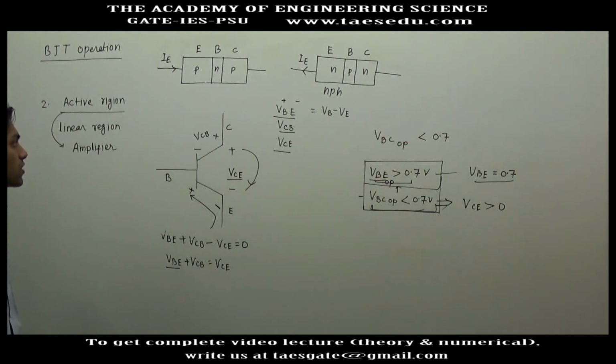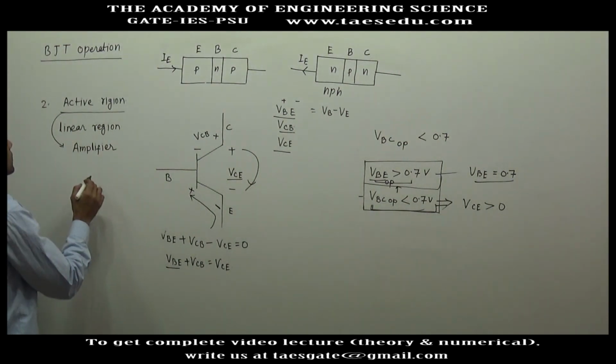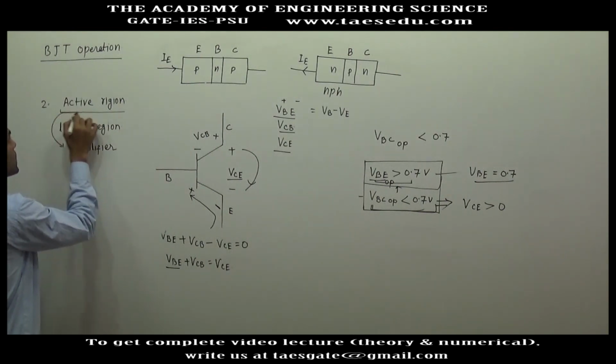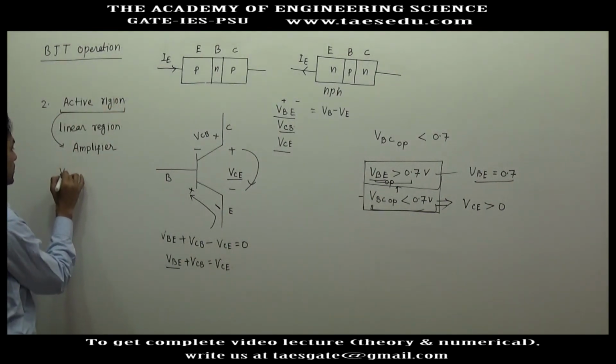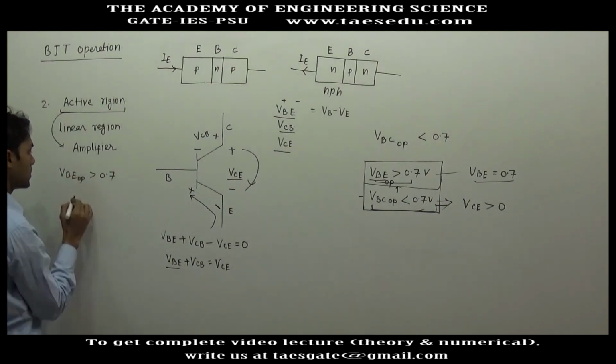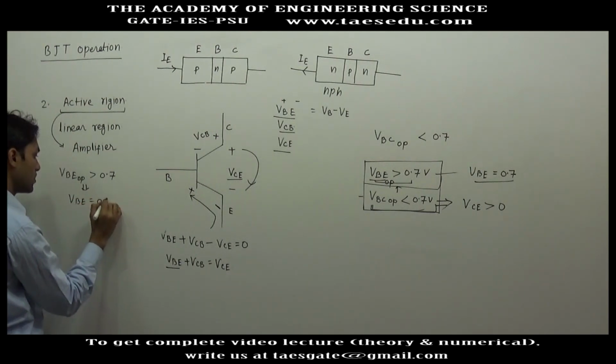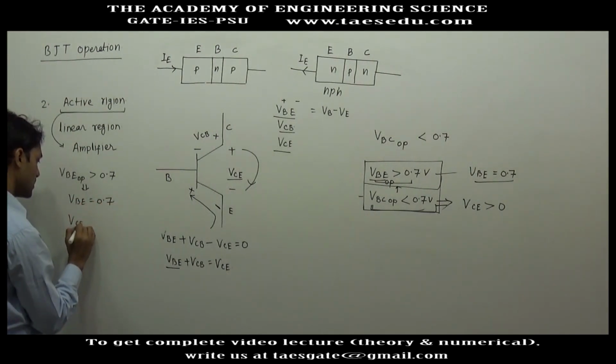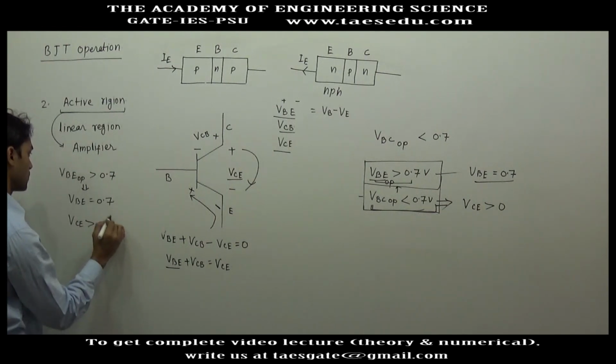Okay, so in short, for an NPN transistor, the condition to operate in active region is VBE open circuit must be greater than 0.7 volt. This means VBE will be equal to 0.7 volt and VCE must be greater than 0 volt.